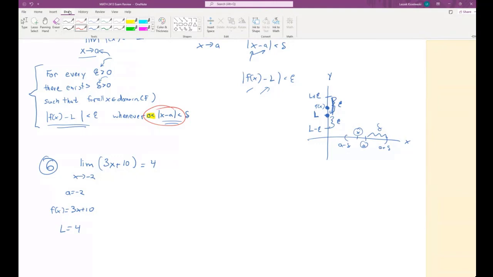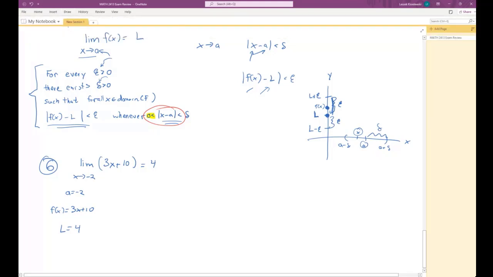Again, the absolute value is there because we're looking at the distance between x and A. The greater than 0 is because we don't care what happens when x equals A with the limit. I'm answering some chat questions. All right.